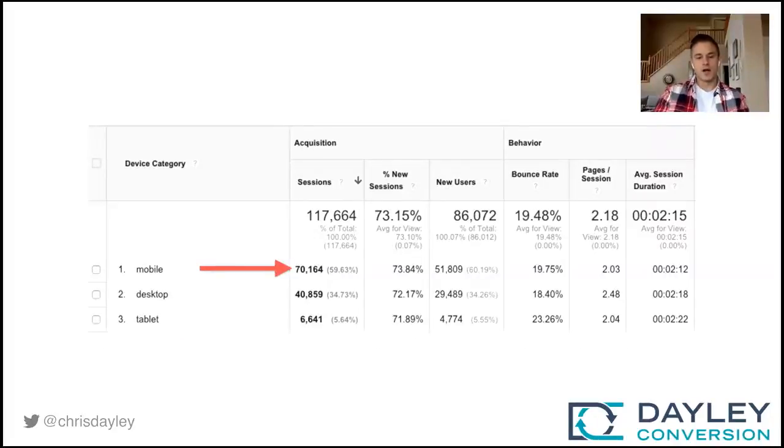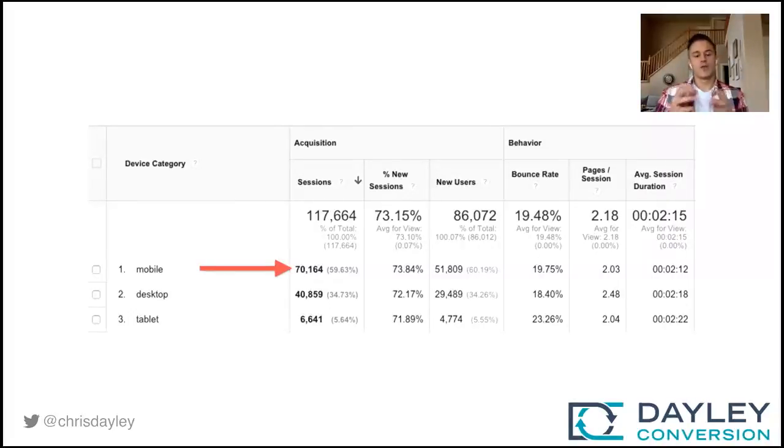Now, this is another client of mine. This client obviously needs to focus on mobile first, right? So, about 60% of their traffic is mobile. And so they absolutely need to take a mobile first approach. They need to look at designing their landing pages on mobile, designing their mobile design first, and then thinking about their desktop design. They need to think about testing mobile first.